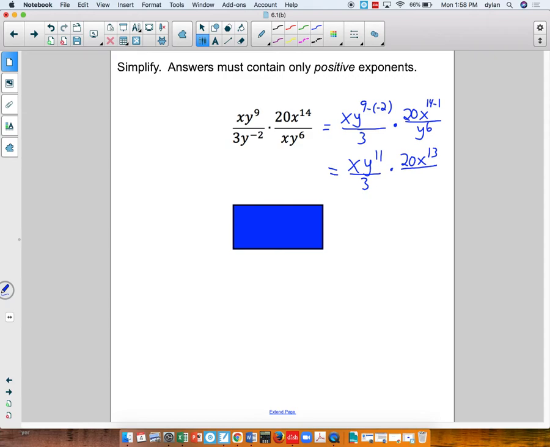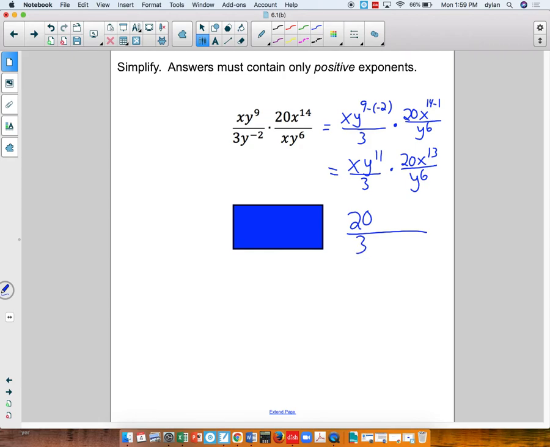all over y to the 6th. So now if we go to simplify this problem, we are going to end up with, so we're going to simplify here, and the 20 over 3 doesn't change at all. So I'm just going to start out with 20 over 3.